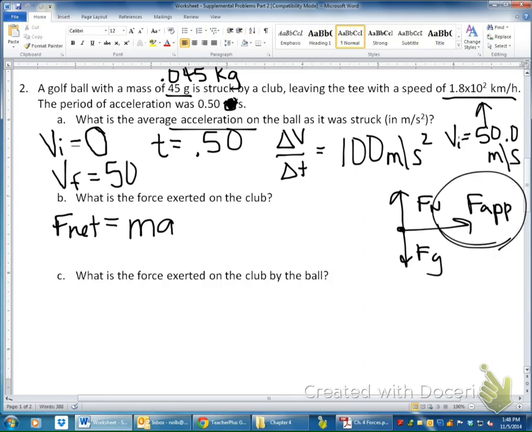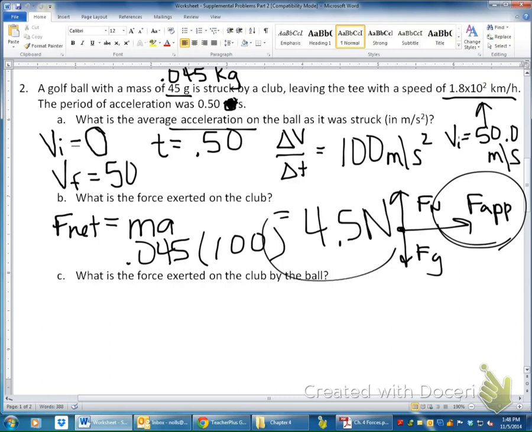Okay, so we're still doing the same thing. Force equals mass times acceleration. So we have force, we have our mass, which is 0.045, and we have our acceleration, which is 100. So we get what? 4.5 newtons. Very good. And then for part C of this question, I want you to think about what Newton's third law tells us. What does Newton's third law say? Yeah, the direction.